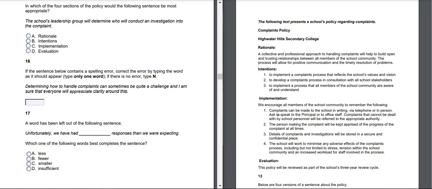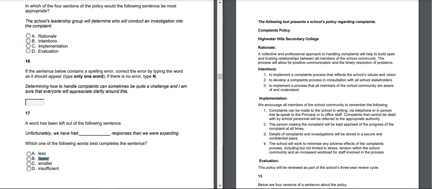A word has been left out of the following sentence. Unfortunately, we have had less responses than we were expecting, fewer responses than we were expecting, smaller responses than we were expecting, or insufficient responses than we were expecting. Insufficient is no good. Smaller, it actually works, but it's unconventional. Now the answer is fewer.